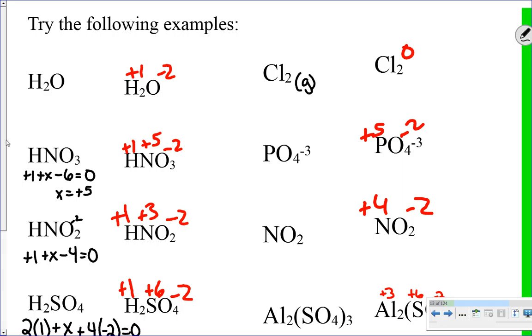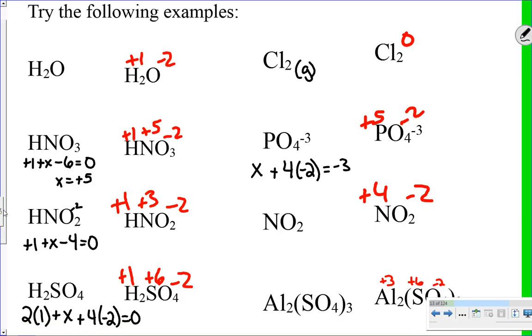PO4 we actually looked at on one of our example slides. So x for P, I'm going to add that to 4 times negative 2, which will become subtracting. The whole thing adds up to negative 3. Allows me to solve for 5 for my phosphorus.